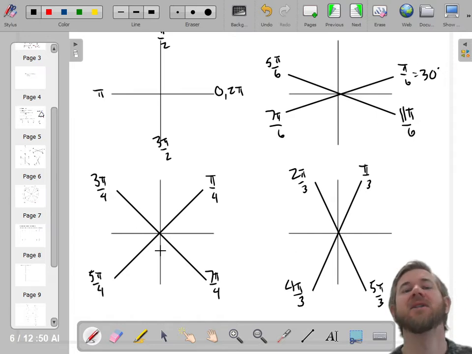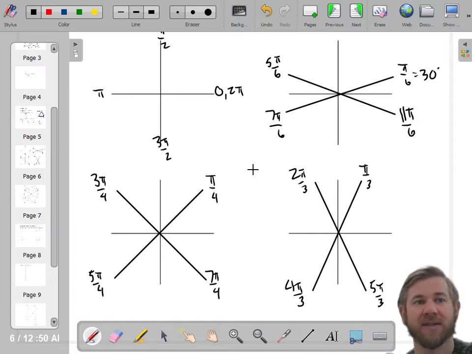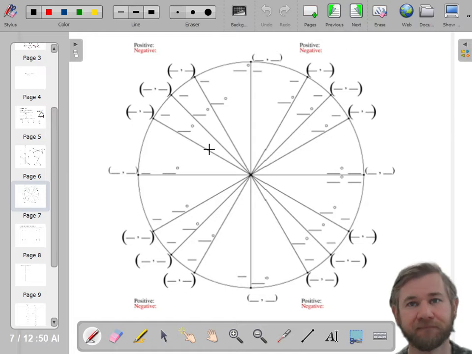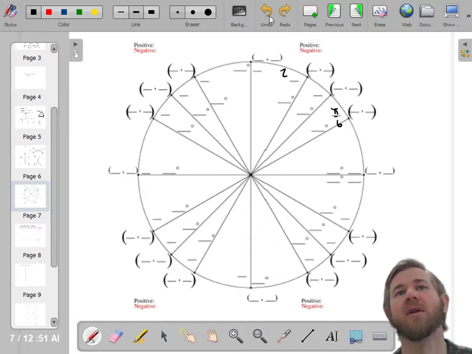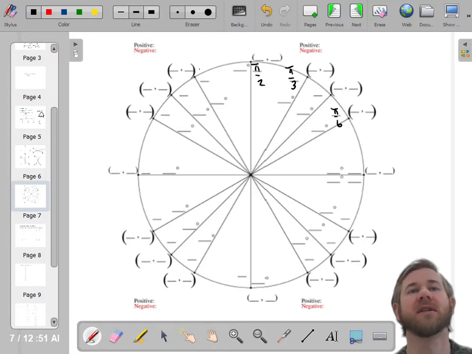If you count by just your pi over 6s, you can fill in all the other ones. And I think that's how I'm going to do the unit circle here. So I'm going to count by 30 degrees. This is pi over 6. Now this would be 2 pi over 6. That's the 45. This would be 2 pi over 6 because that's 60 degrees. 2 over 6 is 1 pi over 3. 3 over 6 is pi over 2. 4 over 6 is 2/3, so this is 2 pi over 3. This is 5 pi over 6.